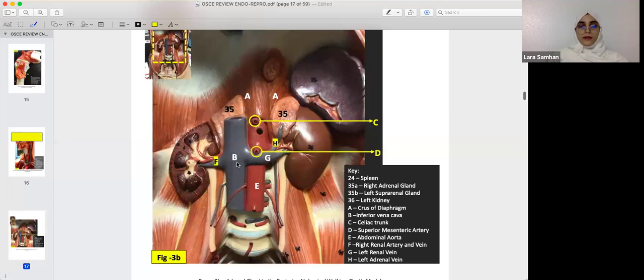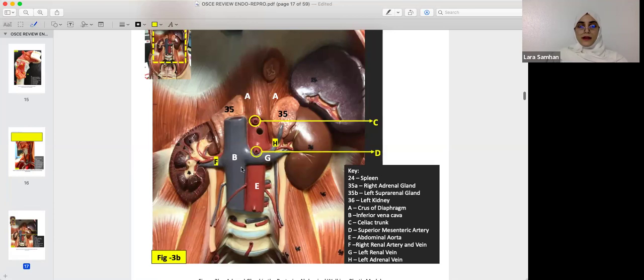Right. Now we have letter B, the inferior vena cava, which will give us the right and the left branches. What is the right branch that it will give us? For the kidney, for the renal, it's basically called the right renal vein. What about letter G? Letter G is the left renal vein. So if we have the right, we will always have the left side. So both of them are the renal vein.